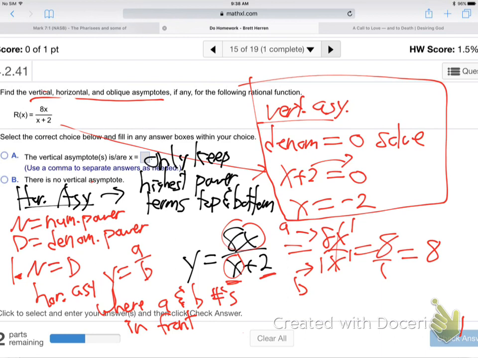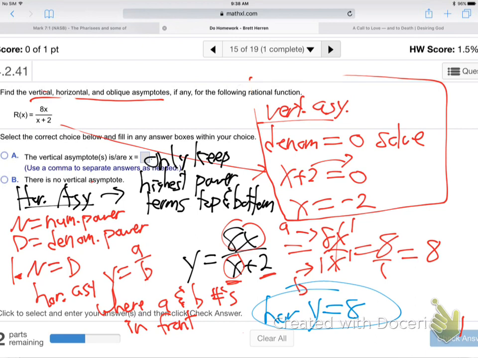So for horizontal, what you do is you take the highest power term in the top, highest power term in the bottom. So skip the plus 2, just 8x over x. You look at the power on those. N is the numerator power, D is the denominator. If those powers are equal, then basically they just cancel like I showed here. And it's just A over B, and A over B means the numbers in the front. So it's just 8 over 1. It's just 8. So the answer is Y equals 8. We kind of lost that Y all the way back there. So the horizontal is Y equals 8. Remember, horizontal lines cut through the Y axis, don't they? Does that make sense?